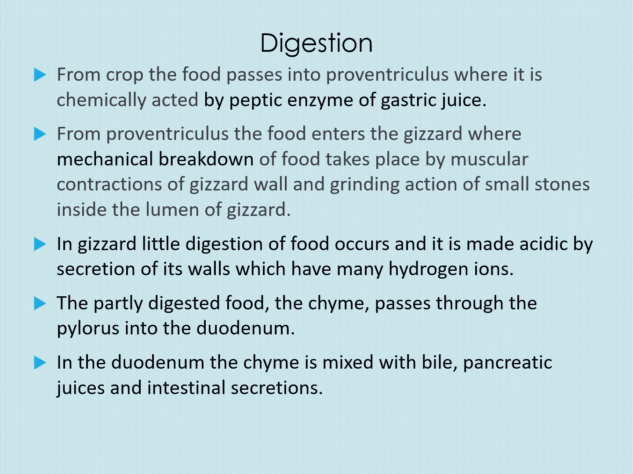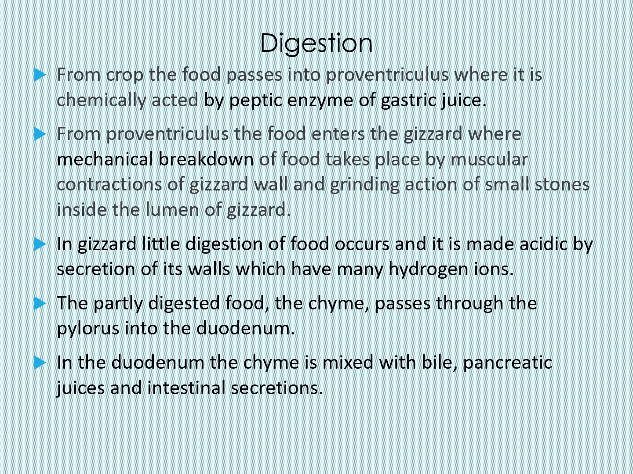From the crop, the food passes into the proventriculus, where it is chemically acted upon by the peptic enzyme of the gastric juice. From the proventriculus, the food enters the gizzard, where the mechanical breakdown of food takes place by the muscular contraction of the gizzard wall and the grinding action of the small stones inside the lumen of the gizzard. In the gizzard, little digestion of food occurs and it is made acidic by the secretion of its walls, which have many hydrogen ions. The partly digested food, the chyme, passes through the pylorus into the duodenum.